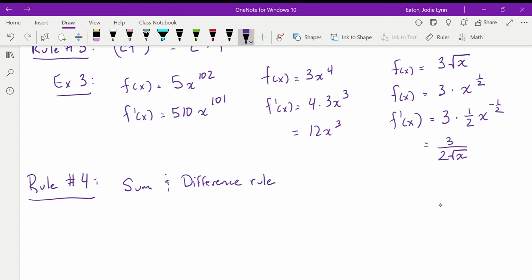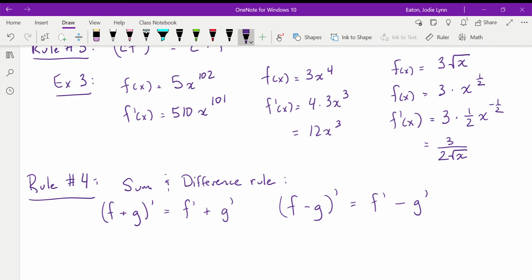Which says that if we're taking the derivative of a sum of two different functions, that is just equal to the derivative of the first function plus the derivative of the second function. And if we are taking the difference of two functions, that is just equal to the derivative of the first function minus the derivative of the second function. So if we're just adding or subtracting functions, we can take the derivative of each function individually and then add or subtract our derivatives.